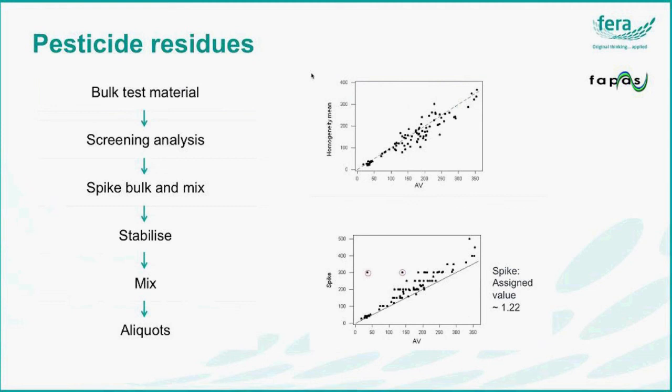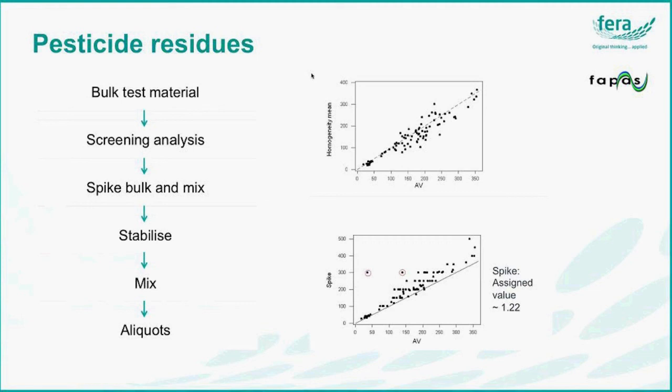For pesticide residues, there is a different effect. It's not analytical, but it is to do with the matrix effect of the sample. We prepare the material by taking a bulk matrix, screening it, spiking with pesticides, and then leaving it to stabilise, especially for cereal products. We then remix it and aliquot it out into PT samples.